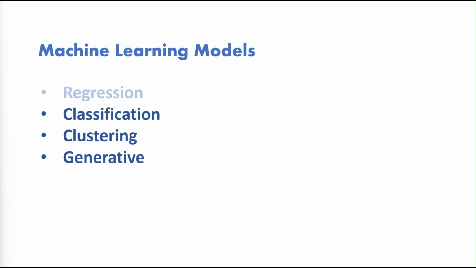Another ML model is clustering. Clustering model is an unsupervised model that groups data points into clusters based on their similarity. For example, when a retail business wants to segment its customers based on demographics, it uses a clustering model. Next one is the generative model, which is the basis for ChatGPT, Gemini, and other LLMs. Now, we will look into generative model in detail.